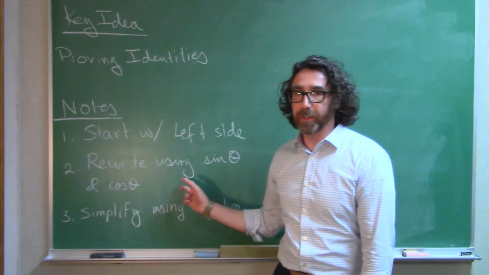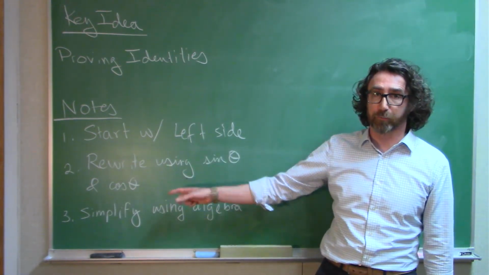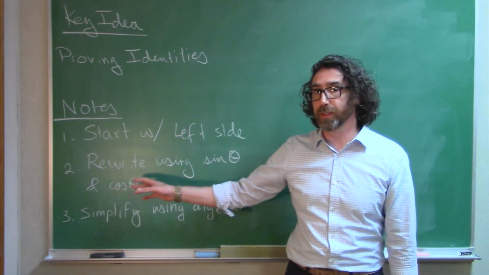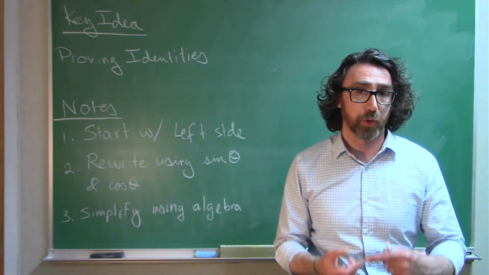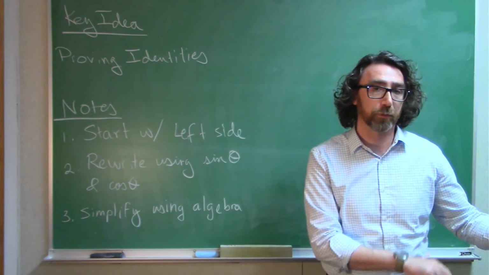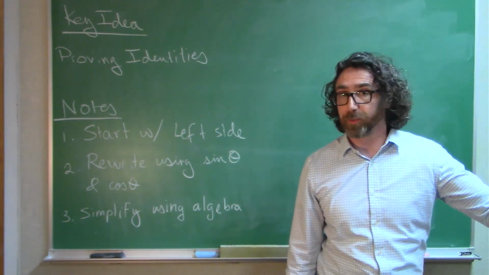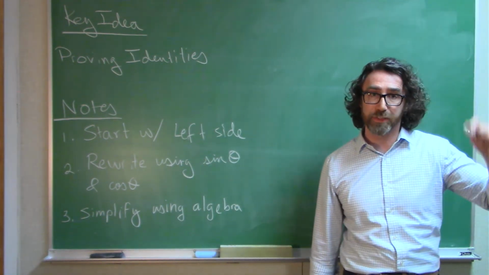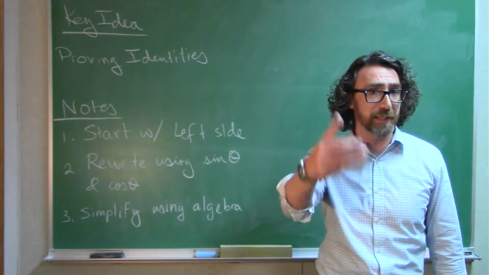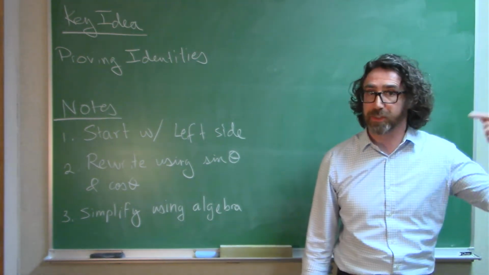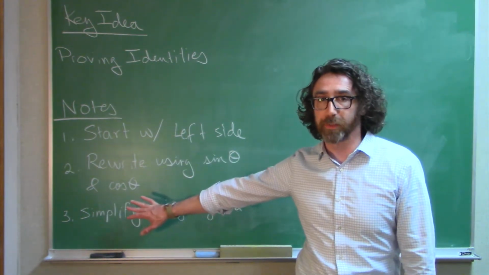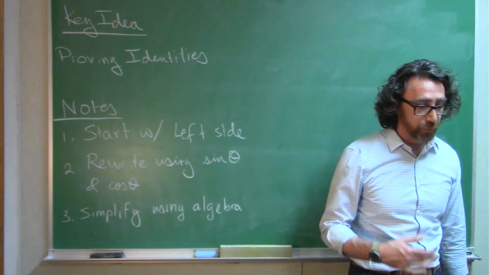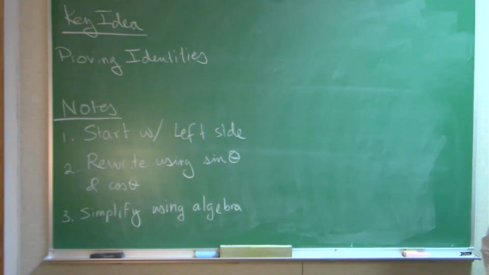We're going to rewrite everything using sine and cosine exclusively. So in other words, if you see cosecant in the mix, you use your reciprocal identity: replace cosecant with 1 over sine. If you see tangent, replace tangent with sine theta over cosine theta. And then once you've done all the replacements, simplify as much as you can using some algebra. Okay, let's do a couple quick examples.